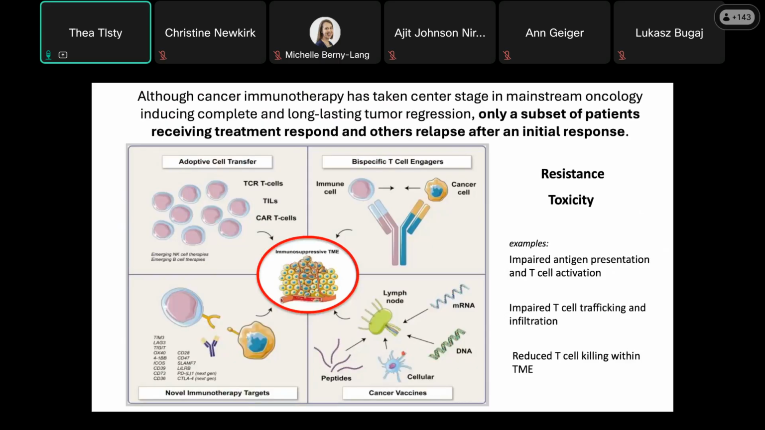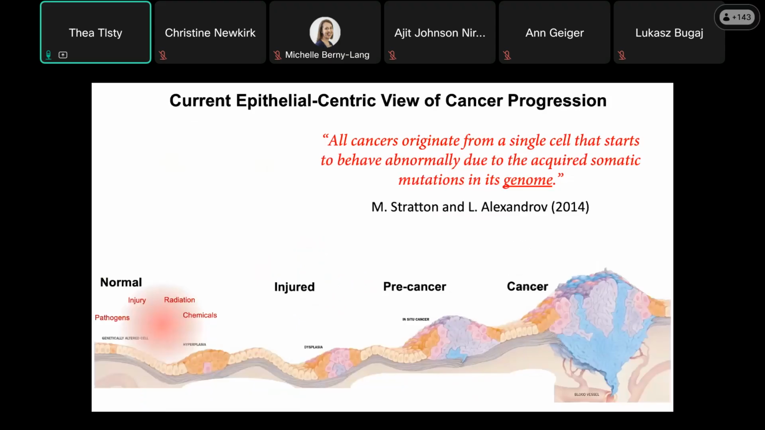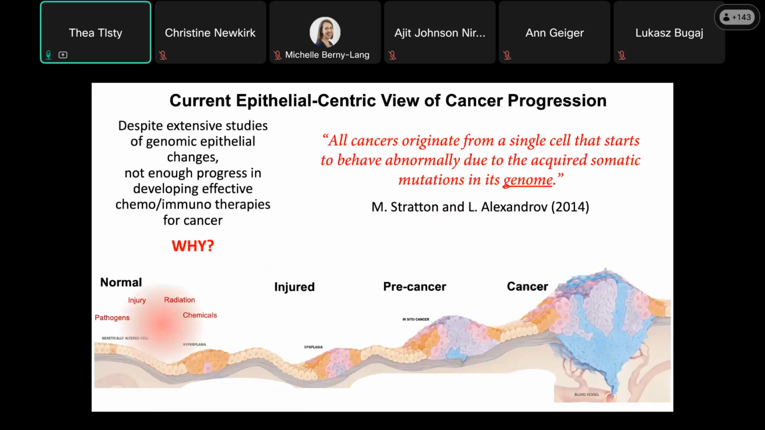There are a lot of issues with resistance and toxicity, but please note that each of these 4 approaches to immunotherapy all center in the middle on an immunosuppressive tumor microenvironment. And that's what I'm going to talk about today. How does that come about? So, as I said before, it's epithelial centric. Despite all of the focus on the genomic epithelial changes, we haven't made enough progress.